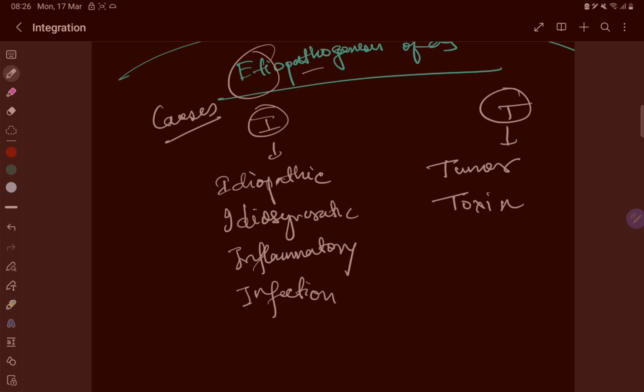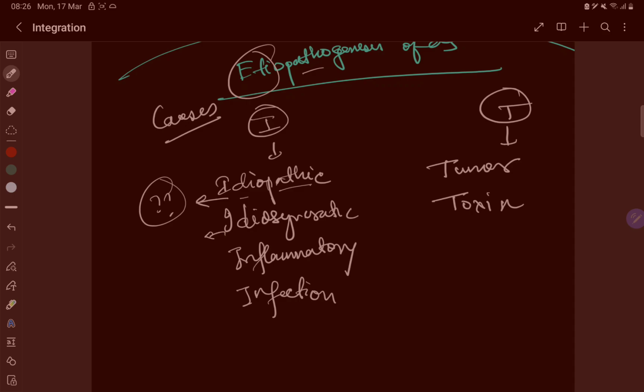There are many things, like say idiopathic. What is idiopathic? Idiopathic means the doctor is idiot and the patient is pathetic. Why do I say this? Because the doctor doesn't know why the particular problem is happening. He just gives the treatment, right?